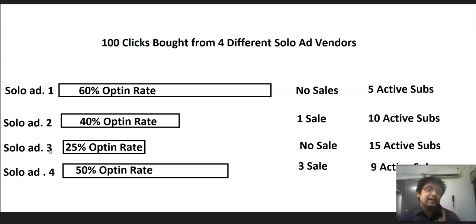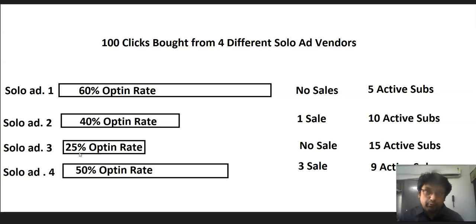Okay, so in this case, I would highly recommend, trust me, my friend, track it for 30 days, 60 days after the solo ad campaign and see which solo ad vendor is giving you the most engaged subscribers. Okay, and go with that person. Reach out to them, put in your real email address, put in your Facebook ID, ask them to join your Facebook community group if you have one. That's a really great way to engage your subscribers, my friend.